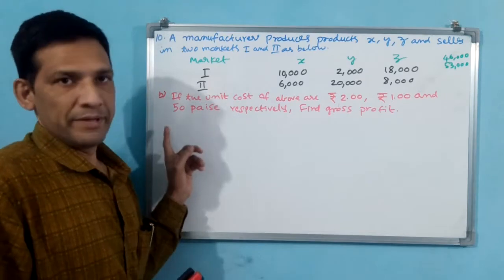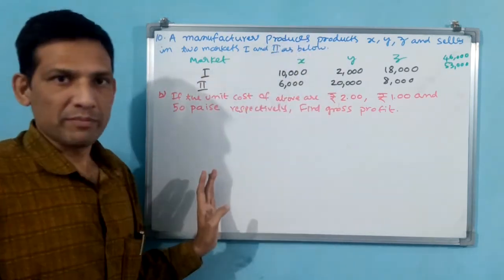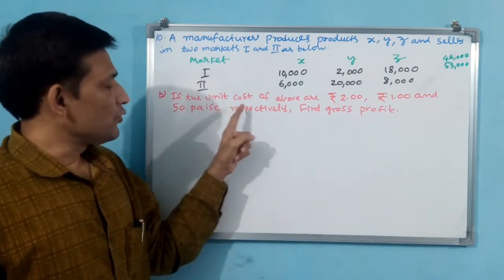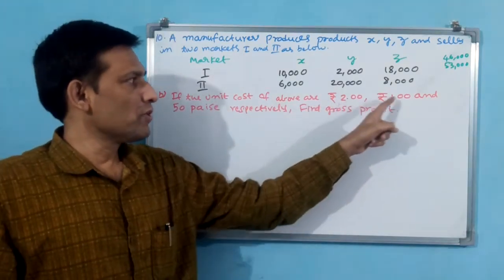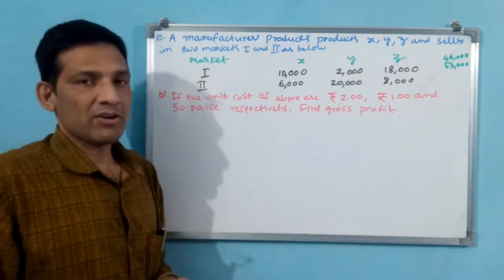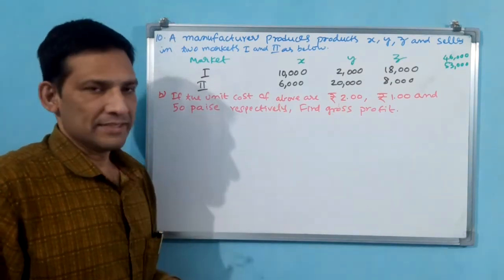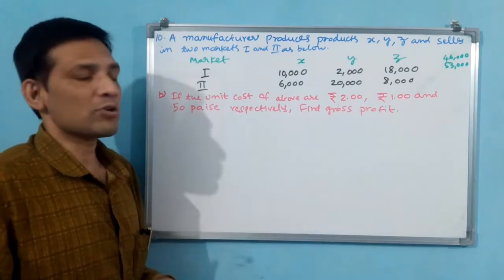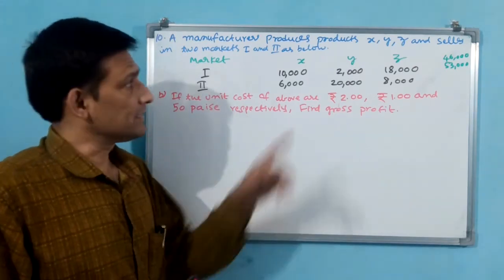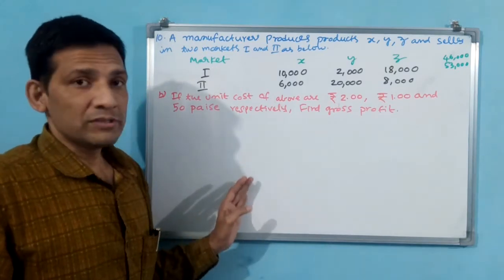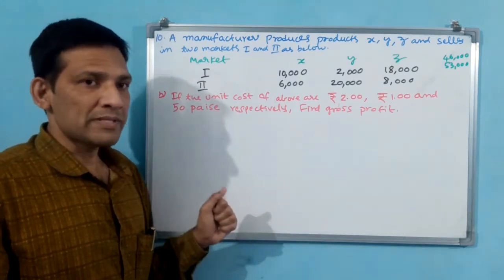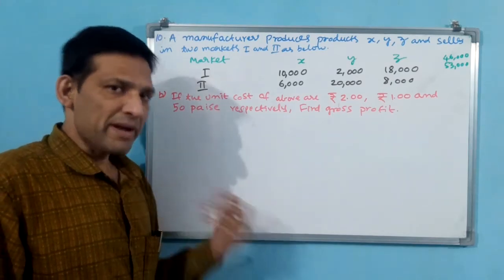See part B, same question. In part B, what they are asking is: if the unit costs of the above are 2 rupees, 1 rupee and 50 paisa respectively, find the gross profit. You analyze it. See here, what is this cost of the product? The manufacturer manufactured one product X, but he has sold it for 2.5 rupees earlier. But originally, how much has he spent on this product?